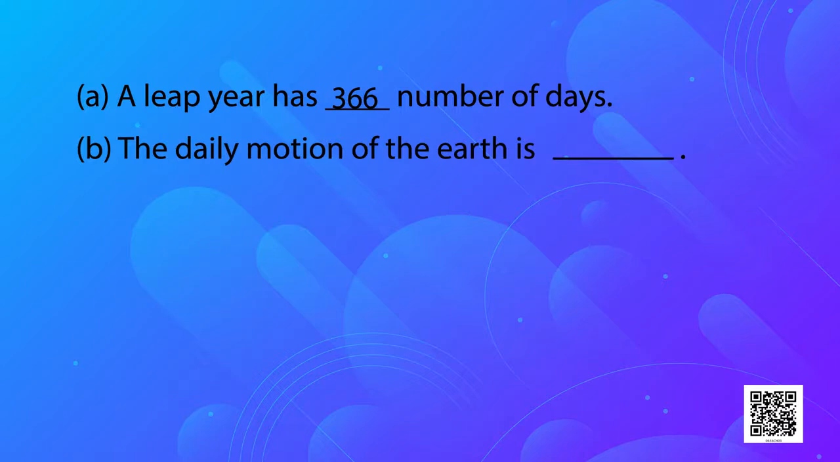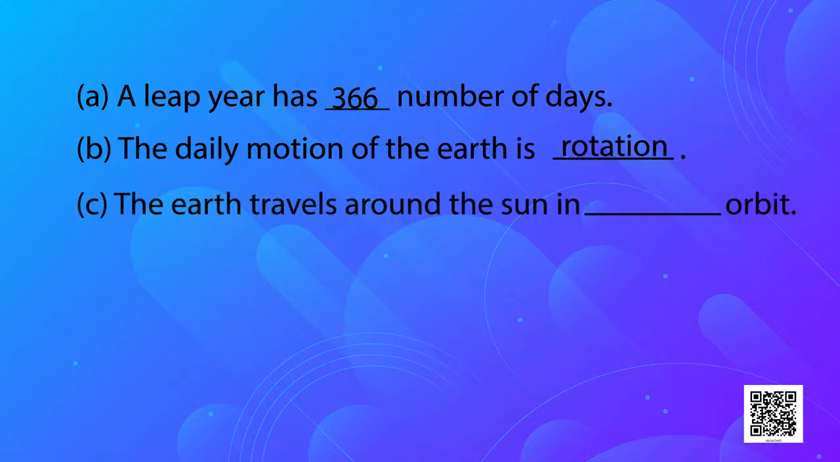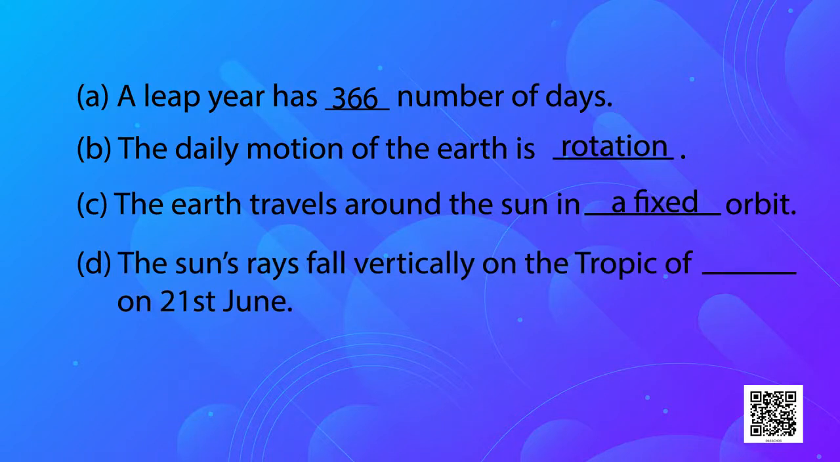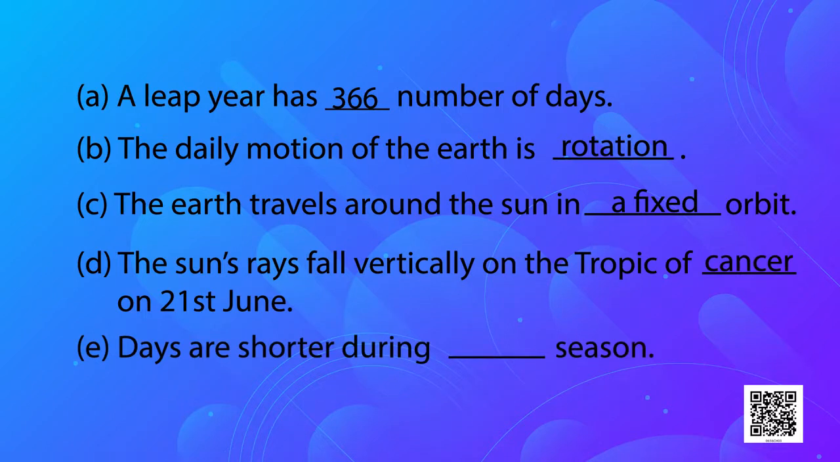Students, we know that the daily motion of the earth is rotation. Answer is rotation. C. The earth travels around the sun in dash orbit. Answer is a fixed orbit. D. The sun's rays fall vertically on the Tropic of dash on 21st June. Students, we know that 21st June is the summer solstice, and on that day, the Tropic of Cancer faces sun rays vertically. So, answer is Tropic of Cancer. E. Days are shorter during dash season with respect to the northern hemisphere? The answer is winter. We have studied that in winter, the northern hemisphere has long nights.